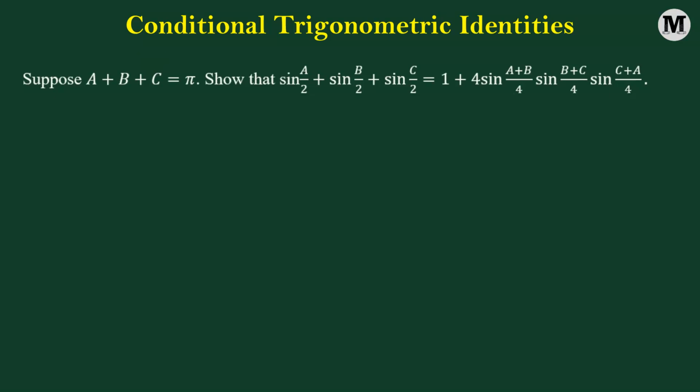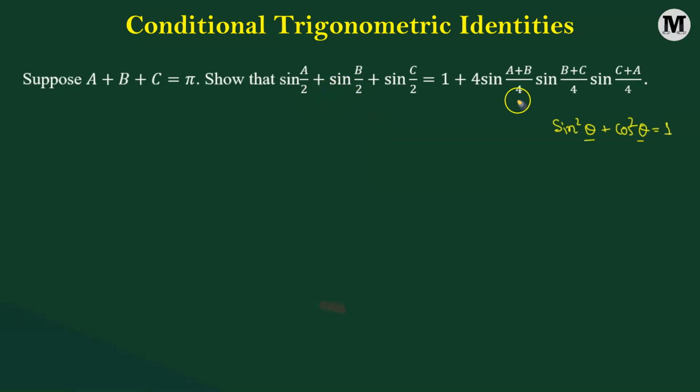Suppose a plus b plus c equals pi. We need to verify the following conditional trig identity. Now, this identity is referred to as a conditional trig identity because if we consider, let's say, the trigonometric identity sine squared theta plus cosine squared theta equals 1, this is going to be an identity. That means it's going to be a true identity for any values of theta that we choose.